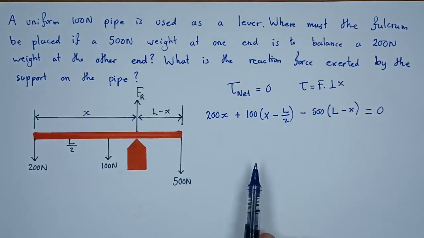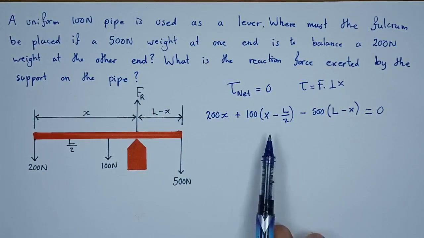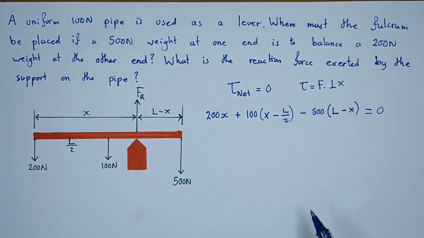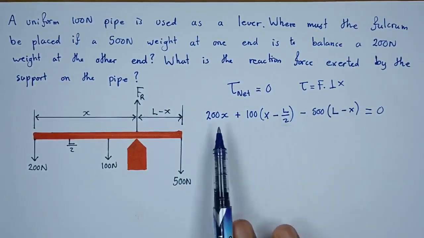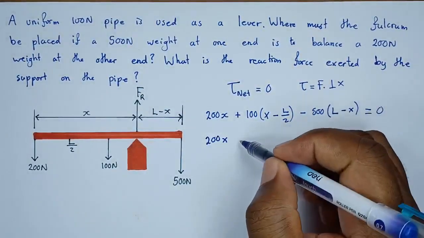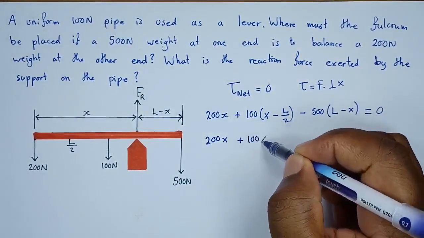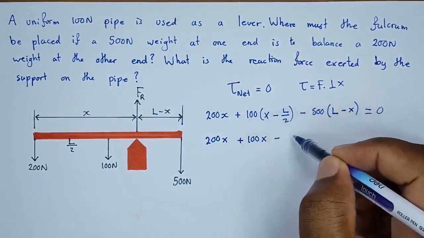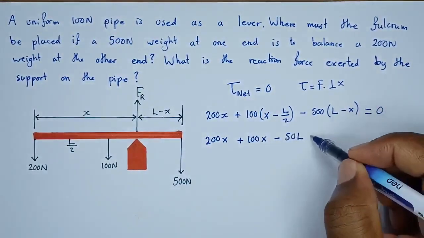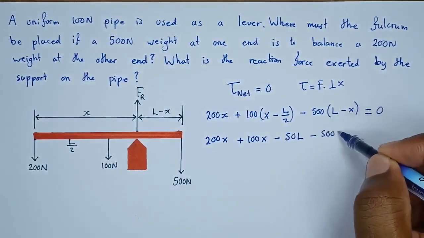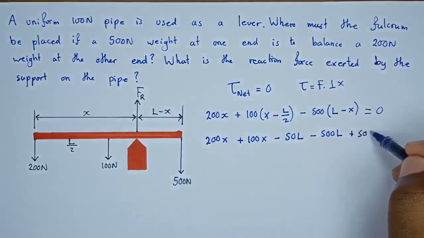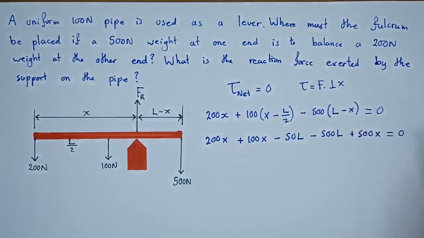Okay, so if that's the case, let's see how we can simplify everything that we have. To start with, let's expand here, and we can also expand there as well. So this is what I want to do. First of all, expanding will give us 200x plus 100x. So 100 times L over 2 will simply be half of 100, which is 50. So 50L minus 500L. So 500 times negative x will become a positive 500x. Everything is equal to 0.